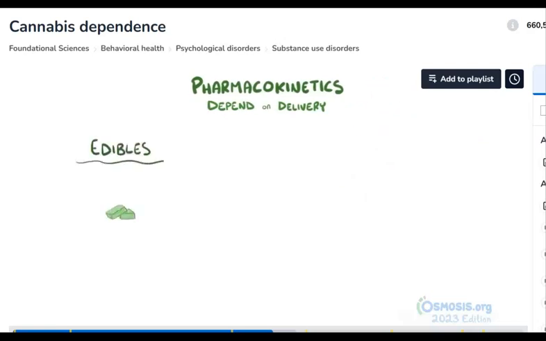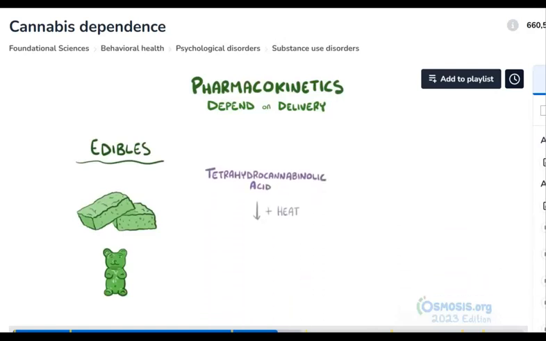Edibles, on the other hand, are consumable products that contain cannabis, and they also have to be heated to transform tetrahydrocannabinolic acid into psychoactive THC. When a person consumes an edible, digestive enzymes break down the majority of the THC, leaving behind only a portion of the THC to get absorbed into the bloodstream.